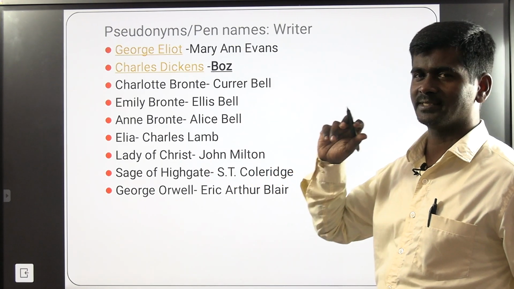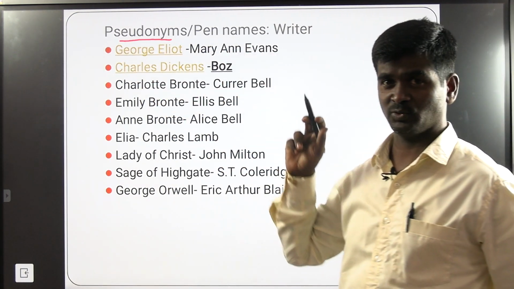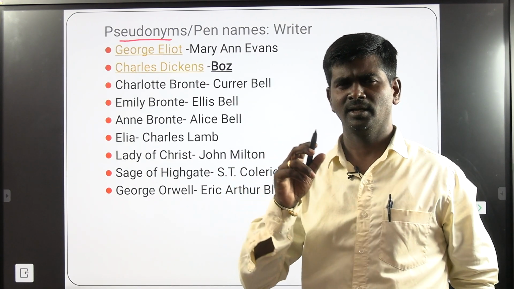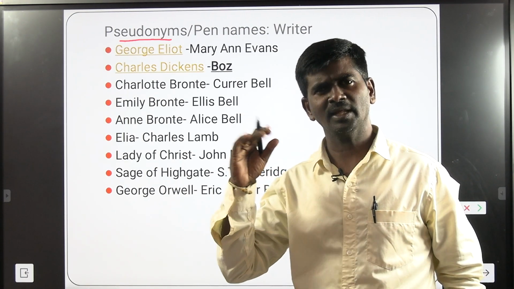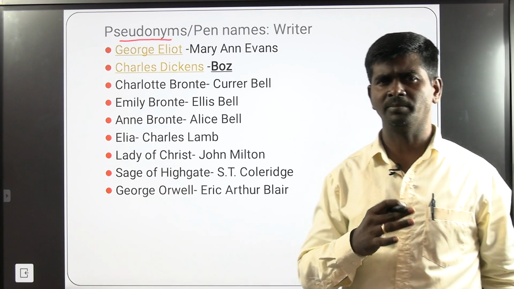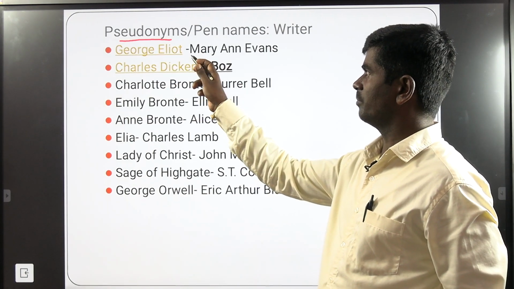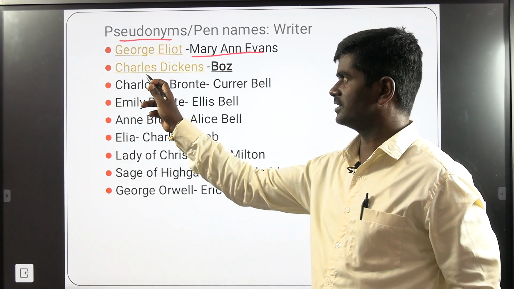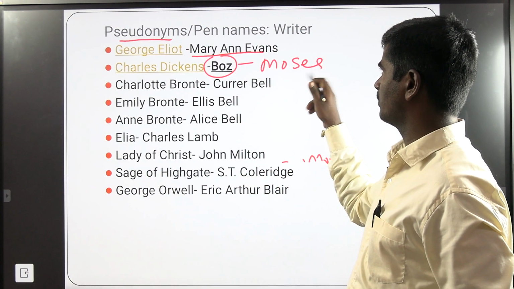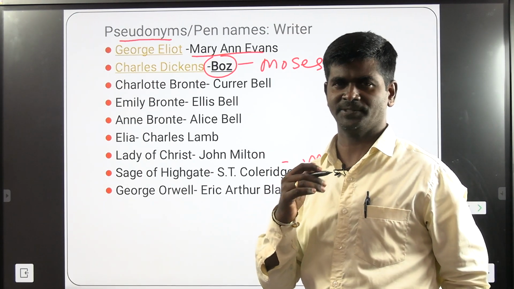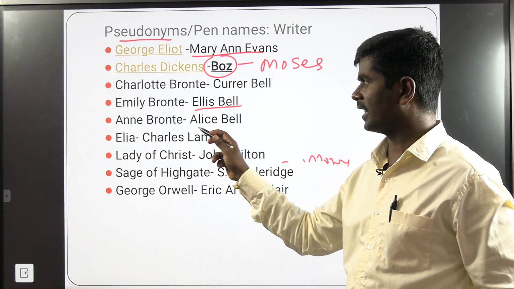So George Eliot is actually a pen name, which is also called a pseudonym. Spelling, remember, pseudonym, the P is silent. Some of the writers during the Victorian period had pen names. George Eliot is a pen name of Mary Ann Evans, and Charles Dickens' pen name was Boz, as he was called Moses from his childhood. This Moses became Boz. Next, Charlotte Bronte, Currer Bell; Emily Bronte, Ellis Bell; Anne Bronte, Acton Bell.